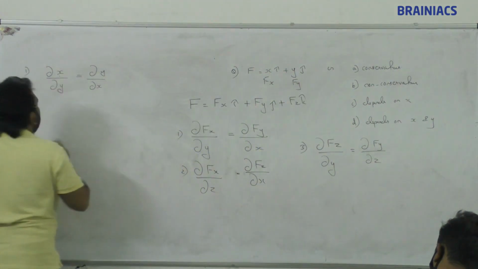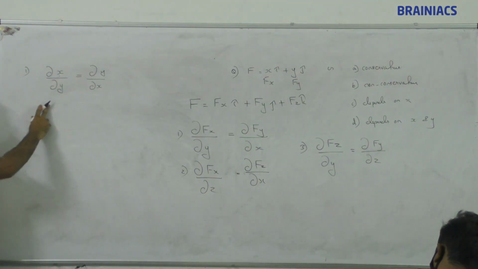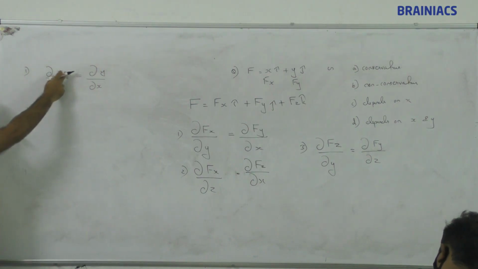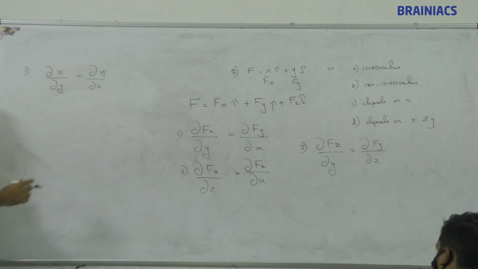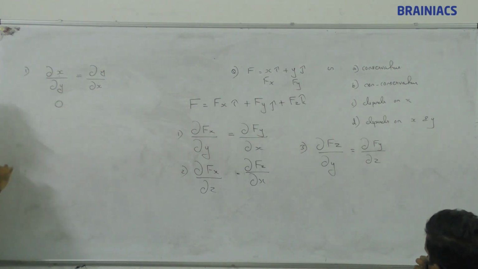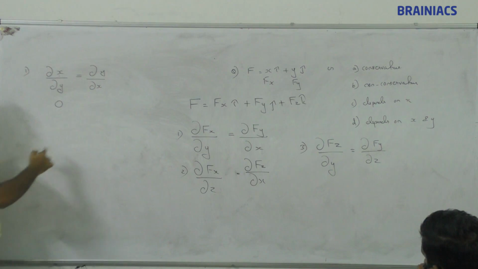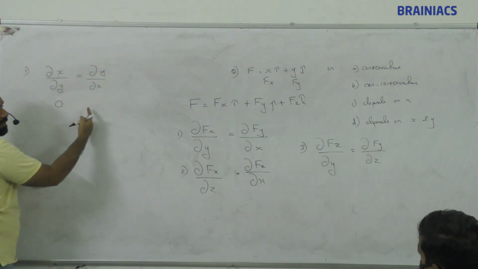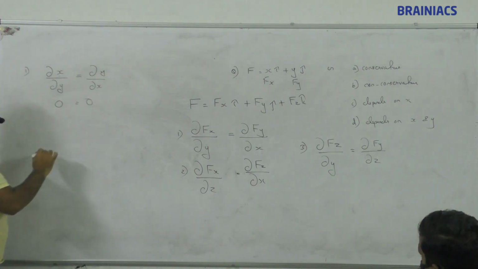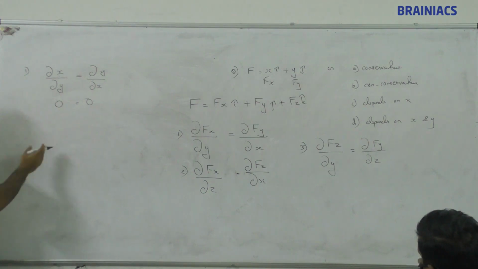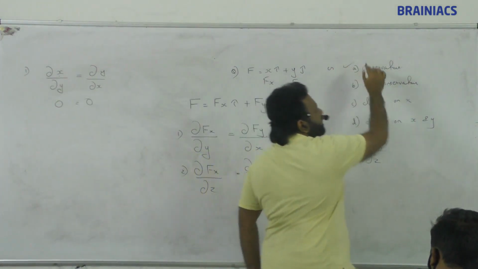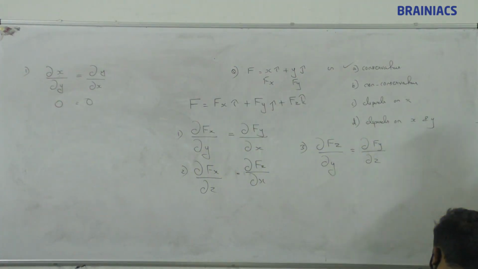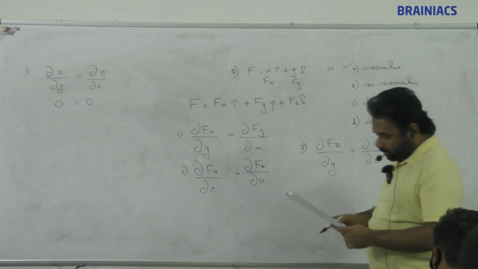What is ∂Fx/∂y? Differentiation of x with respect to y, considering this as constant. This is going to be 0. Differentiation of y with respect to x, what? 0. Correct or what? Is there anything else to check? The z term is not there. So this is actually a conservative force. Clear in this?